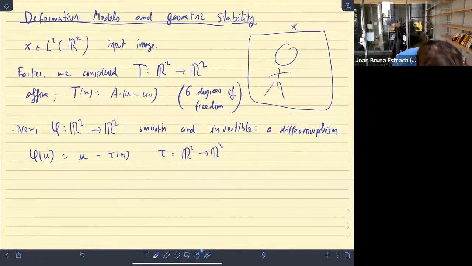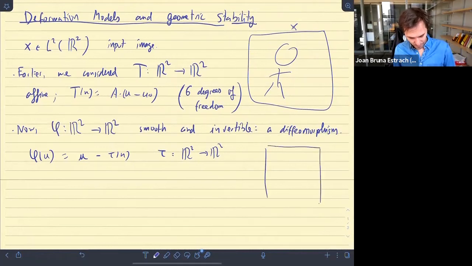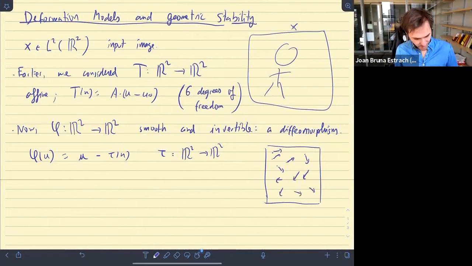And if you want to think about this pictorially, think that this is your domain. And now for every pixel, I'm going to move it somewhere. So this pixel is going to move here. This pixel is going to move here. This pixel is going to move here. So the displacement that I apply to every pixel is what is indicated by this vector field, this tau. So that's the tau.